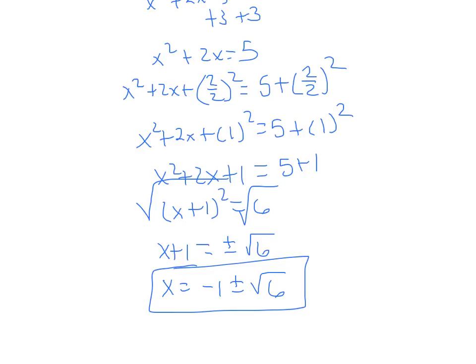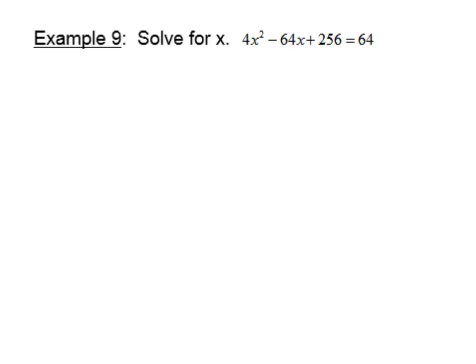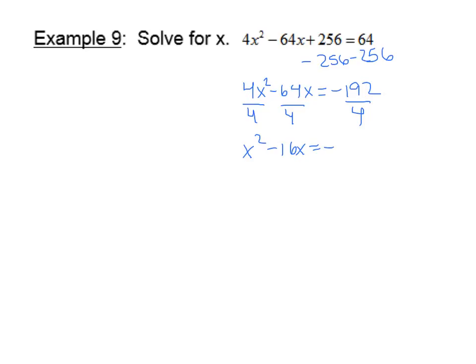Alright, let's take a look at one more. Okay, so we got a couple things we got to do because I see that I have 4 and I see that I have the 256. So I'm going to get rid of the 256 first. So you get 4x squared minus 64x equals negative 192. Okay? Now we need to divide everything by 4. So you have x squared minus 16x equals negative 48.